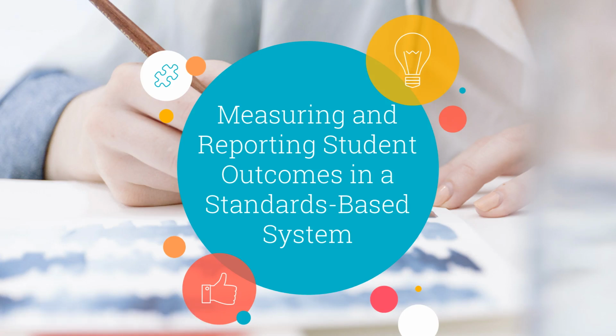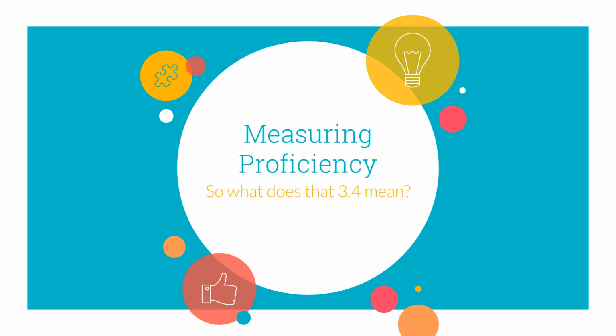This recording is of the breakout session covering measuring and reporting student outcomes in a standards-based system. It is one of the 3 breakout sessions that took place during Eastland's State of the Schools event held on November 9th, 2017. The first part of the presentation is going to cover how proficiency is measured, including the different grading scales and the types of assessments that are used to create a standards-based grade.